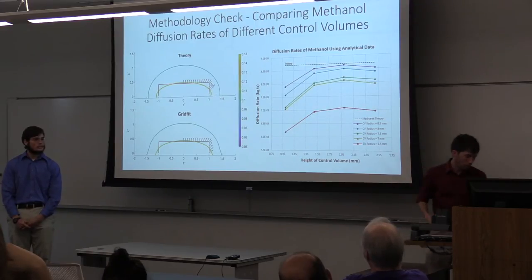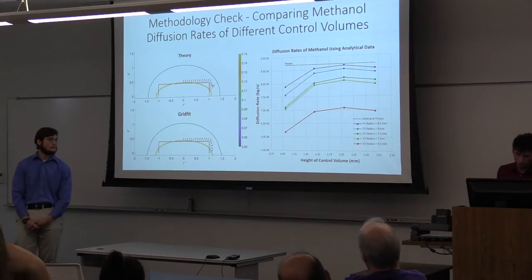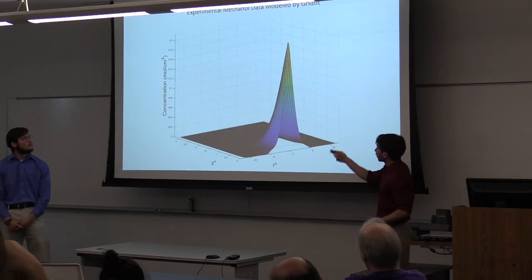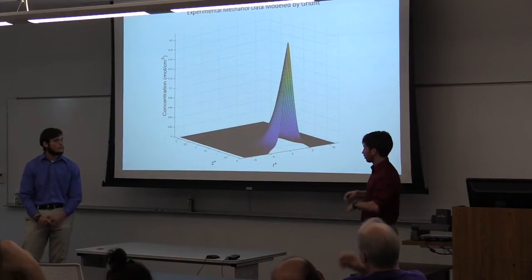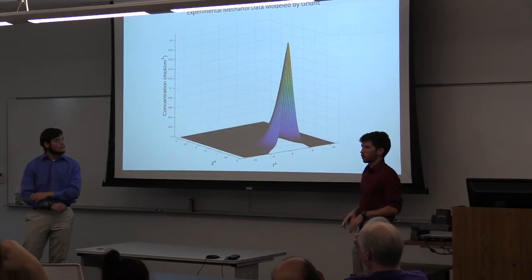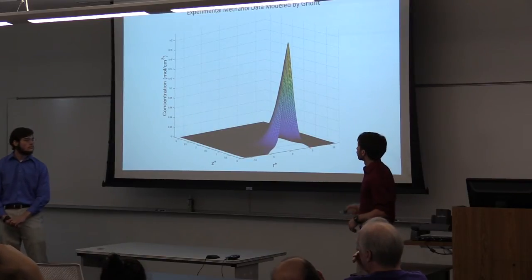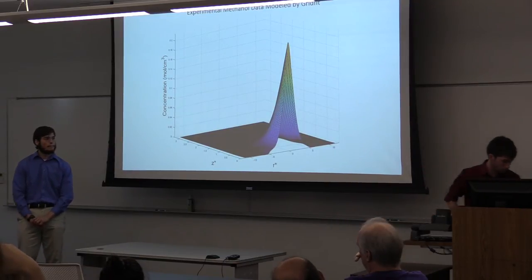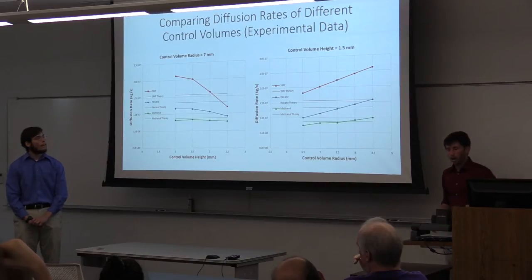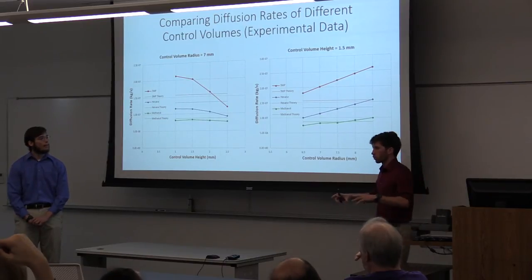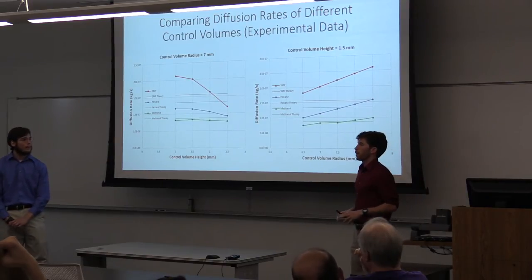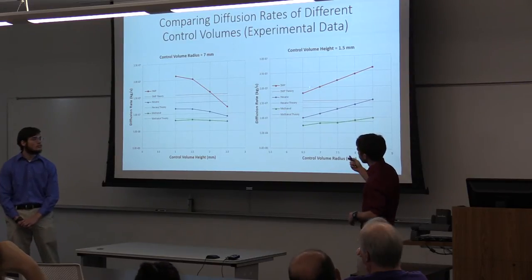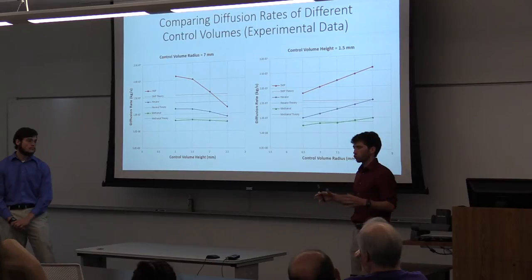So we can move on from there and implement our real data, our experimental concentration data. This here is the GridFit model of our experimental concentration data for methanol. It looks very similar. It's a little steeper than our analytical data, but it's very similar. We impose control volumes of different sizes onto that model and compute diffusion rates, and that's what we're looking at here. We're looking at different diffusion rates over different control volumes.